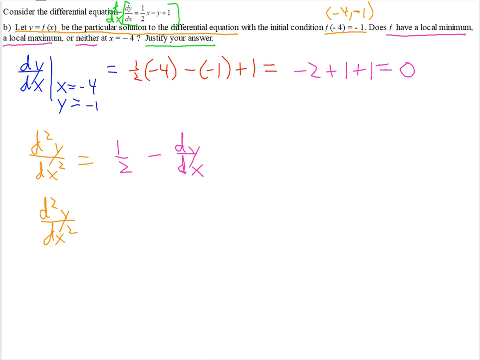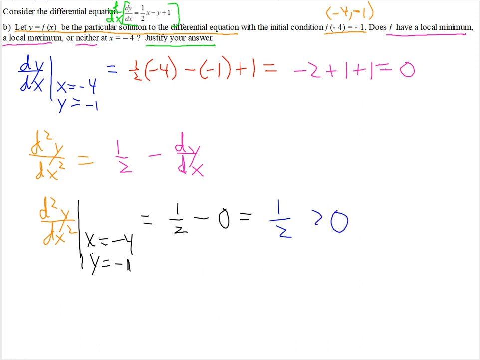We can just go ahead and substitute in the point right away, when x equals -4 and y equals -1. When we do that, we get 1/2 minus, and the reason we don't have to substitute in is that we already know at this point, when you plug it into this part, it just makes it 0. So it's just 1/2 minus 0, which gives you 1/2. And the importance of this is whether it's positive or negative. In this case, 1/2 is greater than 0, positive. And remember, that means it's concave up, shaped like a cup.